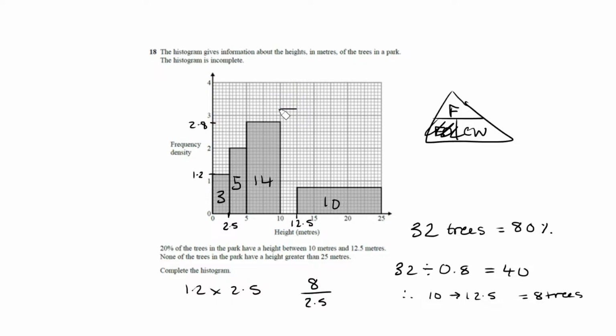That's an interpreting one. You can use this formula triangle. Sometimes if you don't have the frequency density, like they don't give you the scale, I would suggest counting the squares literally in each bar. There you go, now you've completed it. We'll do one on median and then we'll have a look at something else.